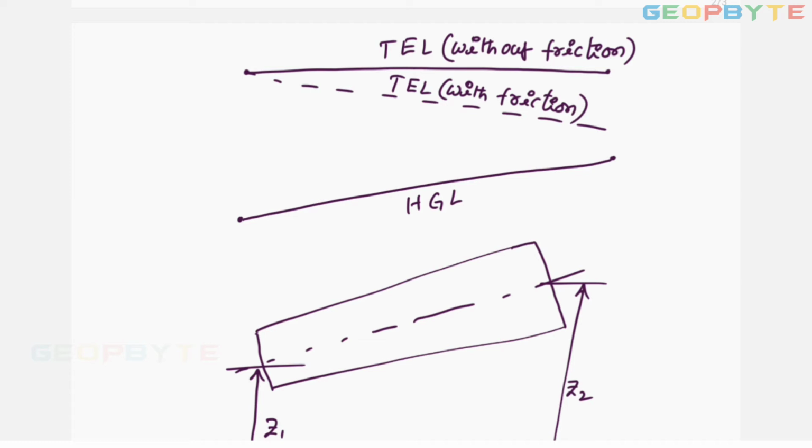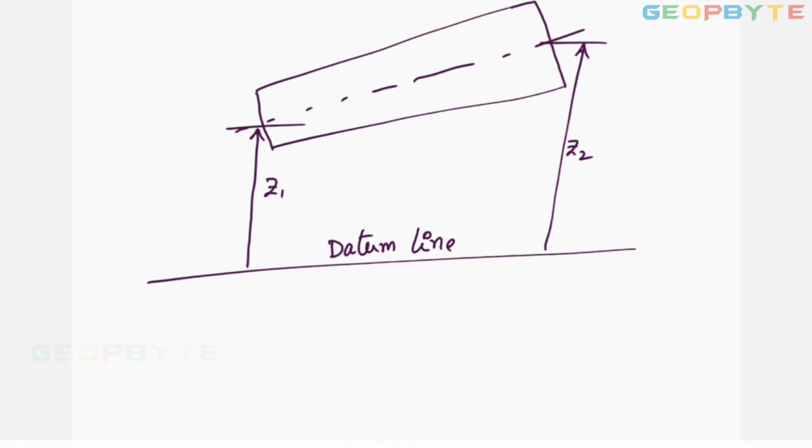So this is the TL with friction. This is equal to head loss due to friction. That head loss due to friction you can find either from the Darcy formula or Chezy's formula, but popularly we are using the Darcy formula for finding the head loss due to friction.